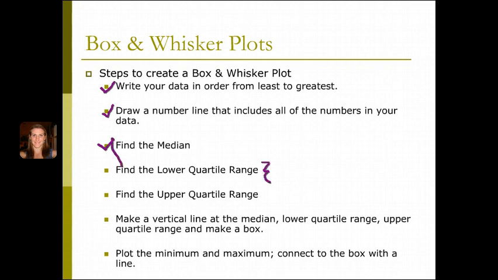Then we need to find our lower and upper quartile ranges. Again, that's also finding the median of that set of data. You're going to make a vertical line at the median, a vertical line at the lower quartile range and upper quartile range, and that's going to create your box. Then put your minimum and maximum and connect those boxes with a line to make your whiskers. So let's practice this.